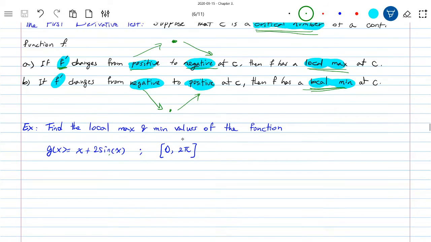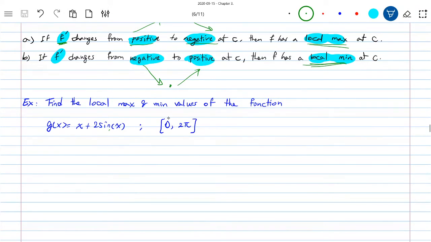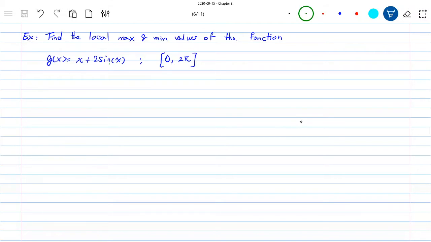Here's an example. Find the local maximum and minimum for the function g of x equals x plus 2 sine x over the interval 0 to 2 pi. So let's try to do that. First, you find the critical numbers. g prime of x would be 1 plus 2 cosine x. A critical number happens to be where the derivative is 0 in this case. 1 plus 2 cosine x equals 0.